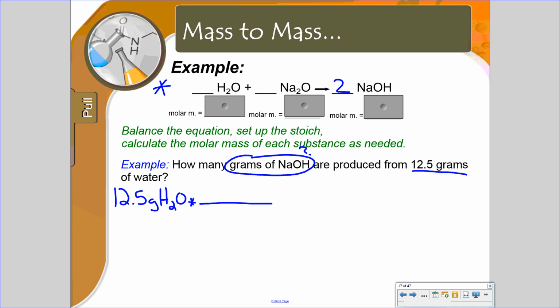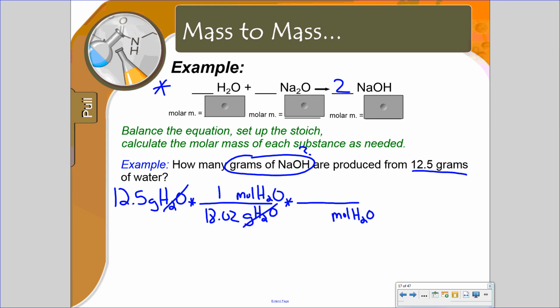And then whatever unit's up top is going to go down the bottom. If you're not in moles, we need to get to moles. We're going to go to moles of water. We've done this before. And 1 mole of water, you would calculate the molar mass of water, and that ends up being 18.02. We cross this out. If we stop here, we would be in moles of water, but we want grams of sodium hydroxide, so we have to keep going. Whatever unit's up top comes down on bottom.